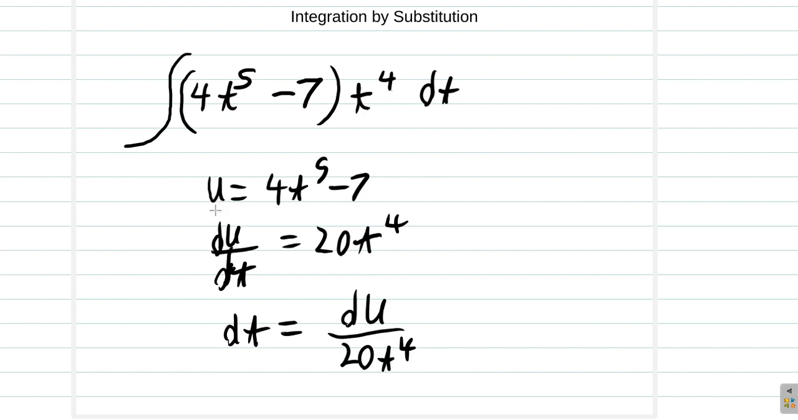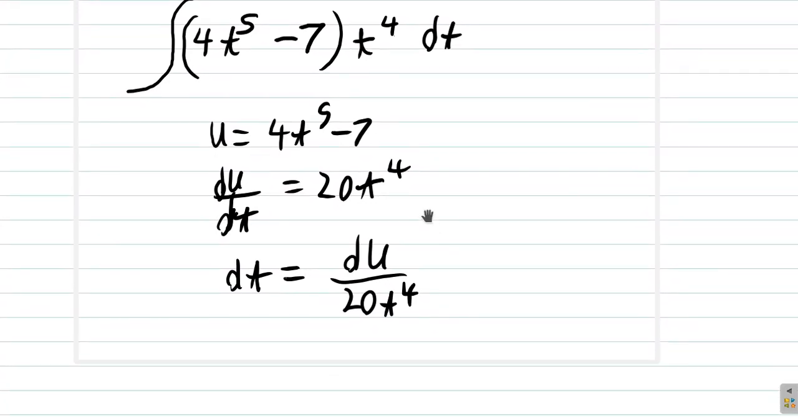Again, I could use any other letter to substitute. I could use v, I could use w, I could use a, whatever letter to substitute instead of u. It's just that u is a very popular letter. Alright? So I use that when I use integration by substitution. U is a very popular letter to use.